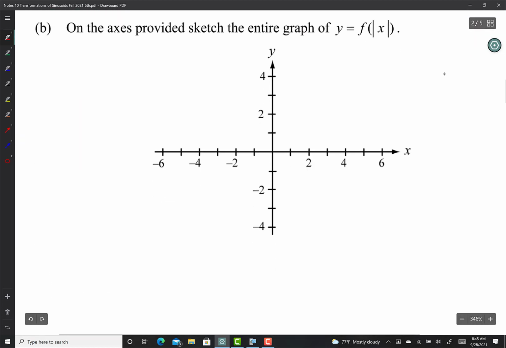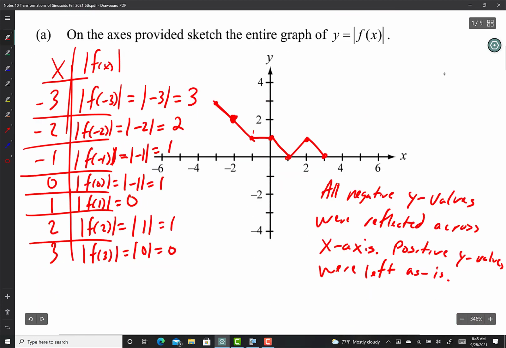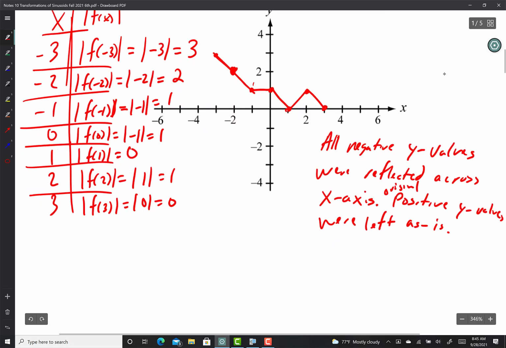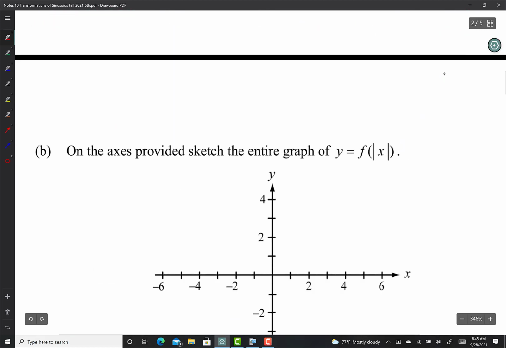Oh, sorry. All negative y values were reflected across the x-axis. Positive y values were left as is, or were left alone. I should have put original positive y values. Original positive y values were left as is. Okay.